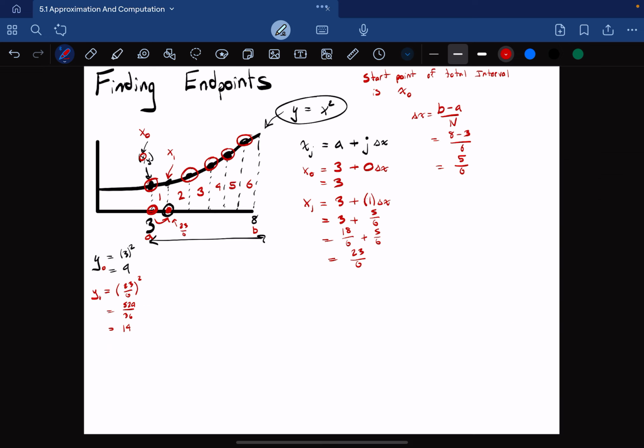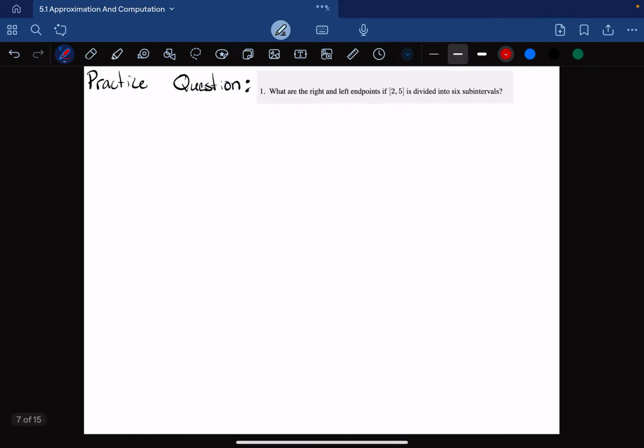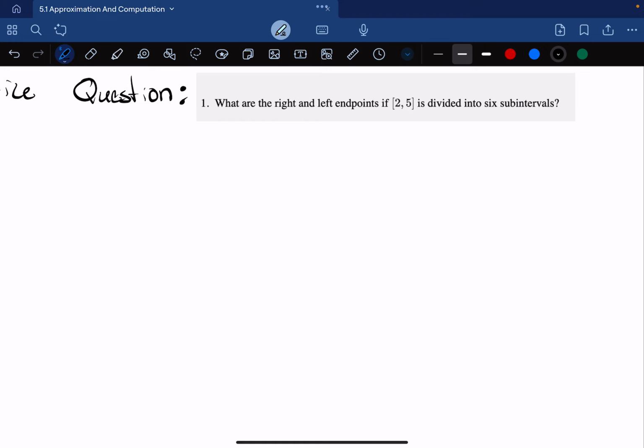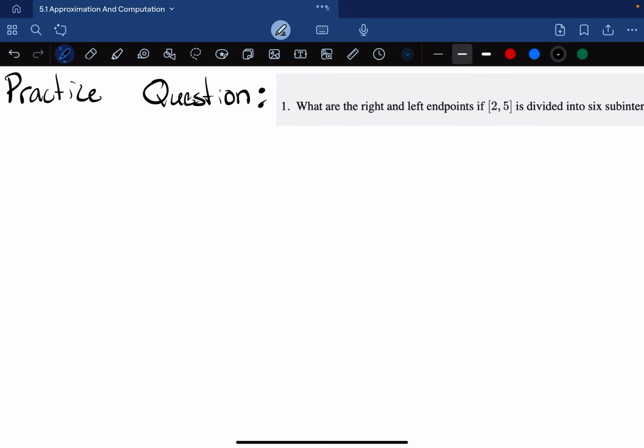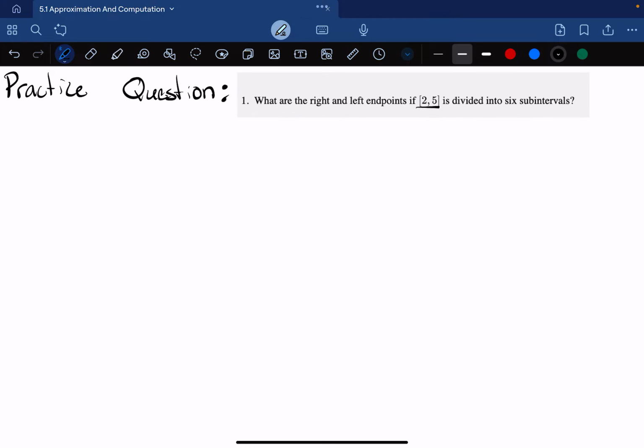these subintervals, slash rectangles. Now, I am just going to do a practice question because I personally find that I learn better from doing practice questions than actually just listening to somebody explain it to me. So, what are the right and left endpoints if the interval of 2 to 5 is divided into 6 subintervals? Well, first thing that we're going to do always is calculate our width because we have all the information that we need.